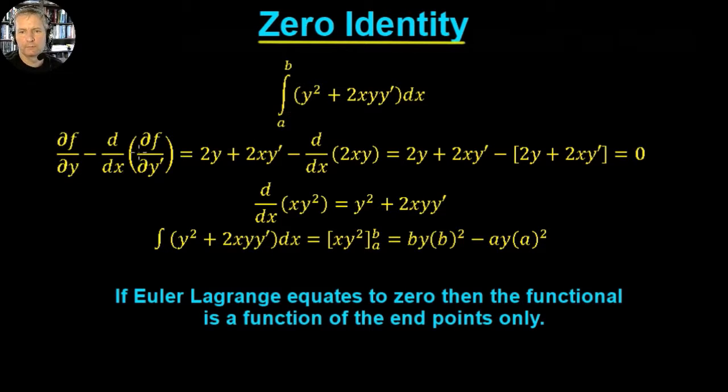So the first term will give us the 2y. The second term, the 2xy derivative, will act like a constant. So we differentiate y with respect to y, it gives us 1. So that just gives us 2xy derivative. So that's the first little bit.